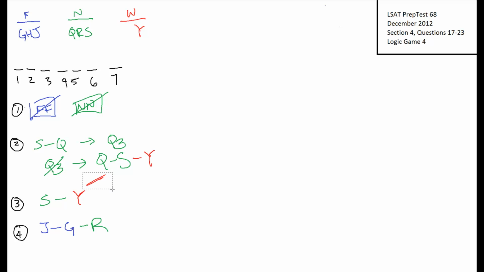But nevertheless, I see that there's this little connection over here, and then there's nothing else. J and G are not mentioned anywhere else over here. R isn't mentioned anywhere in these other two rules. These two are just generic rules, which means that you're not going to be able to link anything specific up to them. And so this game is wide open at this point.